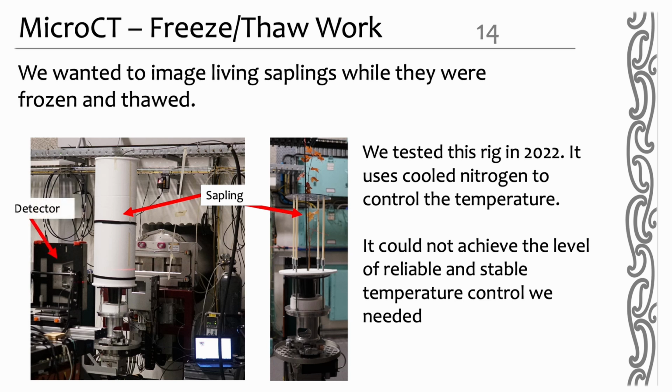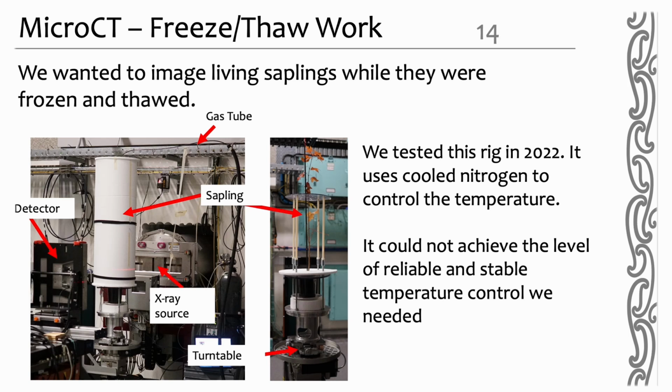On one side is our detector to take our image, and on the other side is our X-ray source. And we image a small part of that overall sapling that falls within the range of the X-ray beam. Now this is all mounted on a turntable to rotate that whole rig to take our series of projections to reconstruct our 3D image.